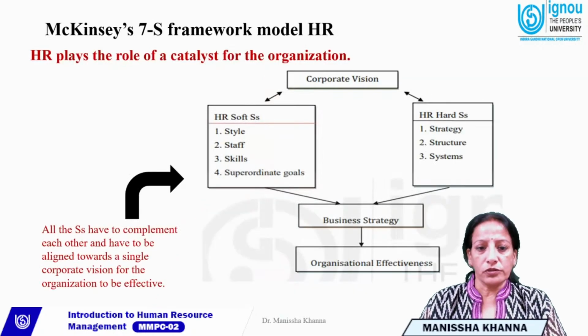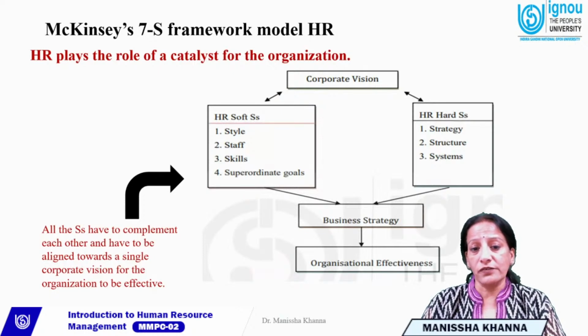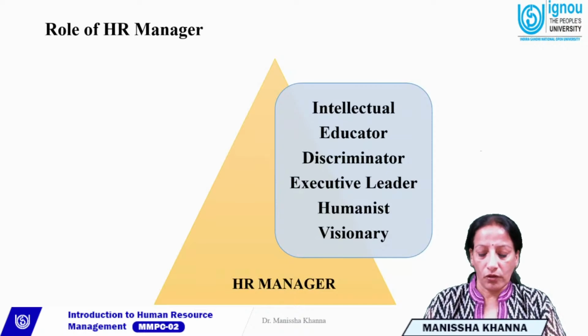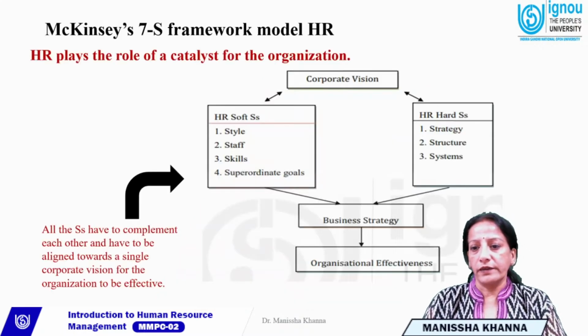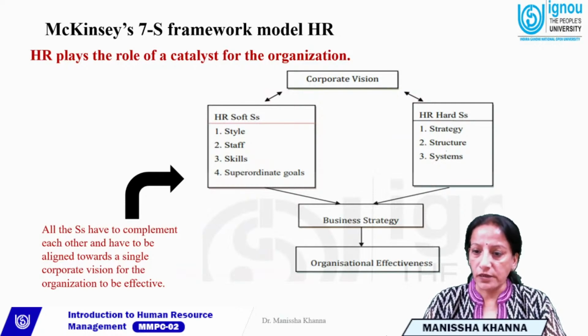Let's talk about it. The HR Soft S is all about style, staff, skill, and subordinate goals. And HR Hard S is all about strategy, structure, and systems. So all the S are very important. It is a corporate vision of any organization.